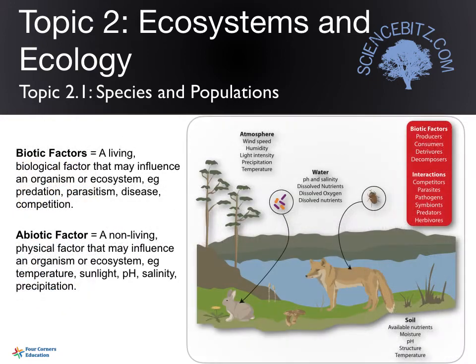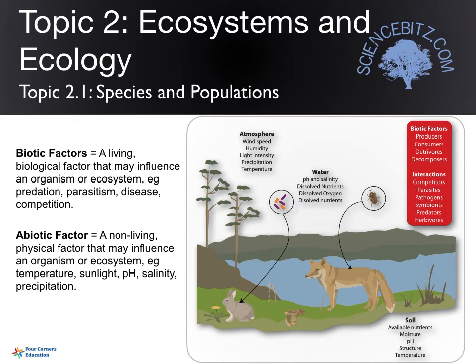So biotic factors are the living biological factors that may influence an organism. So predation, parasitism, disease, competition. All of these have discrete definitions that you need to know for topic 2.1. However, the abiotic factors, these are the non-living physical factors.